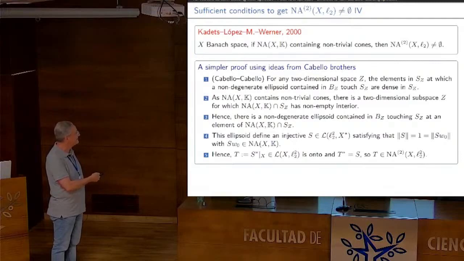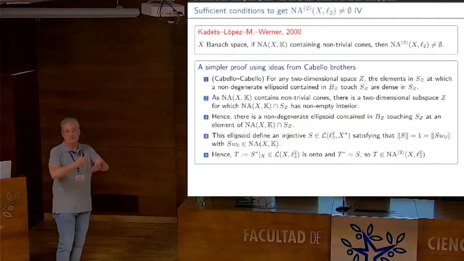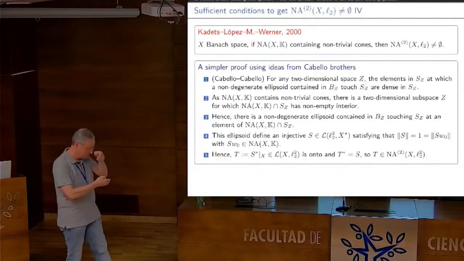As these contain non-trivial cones, you can find a two-dimensional subspace for which the set of non-attaining functionals intersecting with the unit sphere has non-empty interior. Then you may find a non-degenerate ellipsoid contained here, touching the unit sphere at an element of here. But then you are done, because the ellipsoid defines an injective operator which attains the norm, and the image of the point where you attain the norm is a non-attaining functional. Just take the adjoint or pre-adjoint or whatever you want, and you are done.